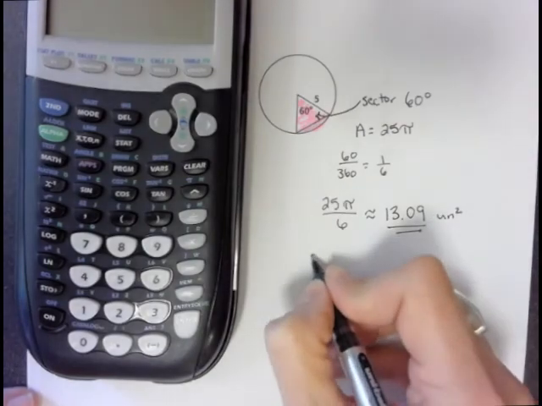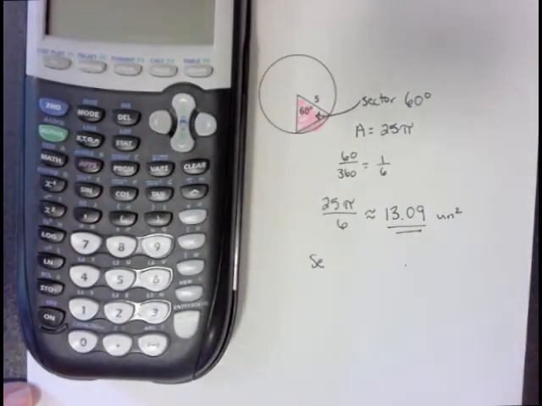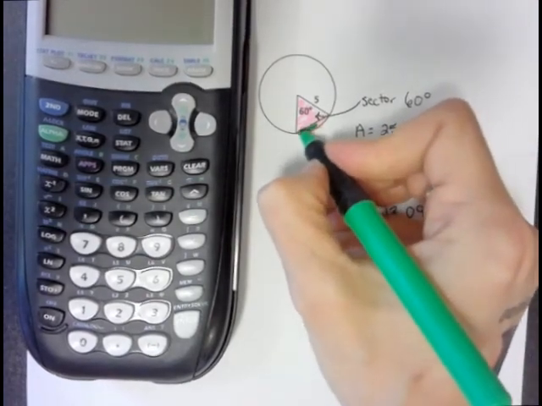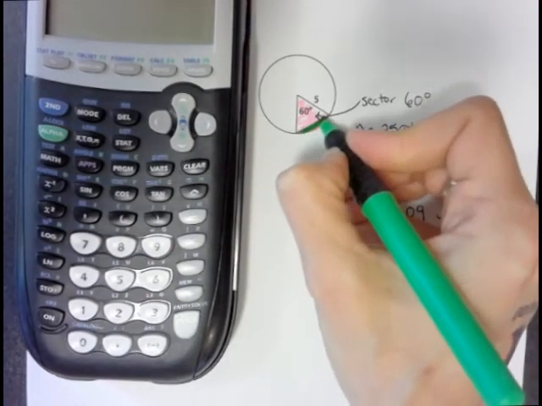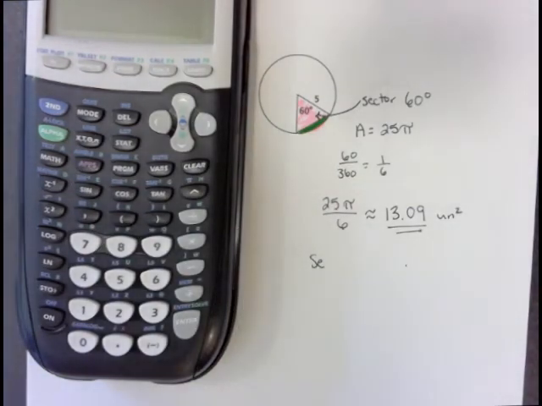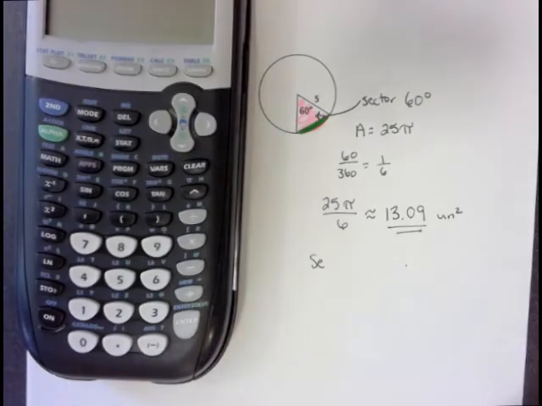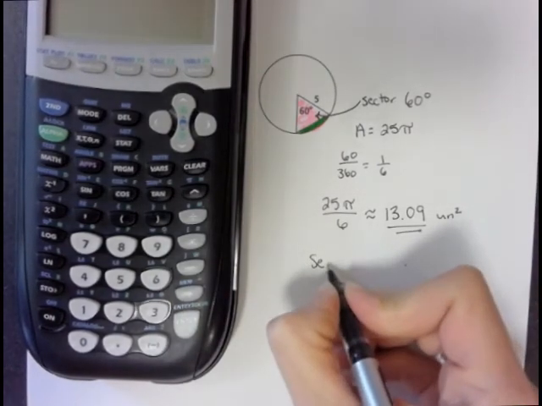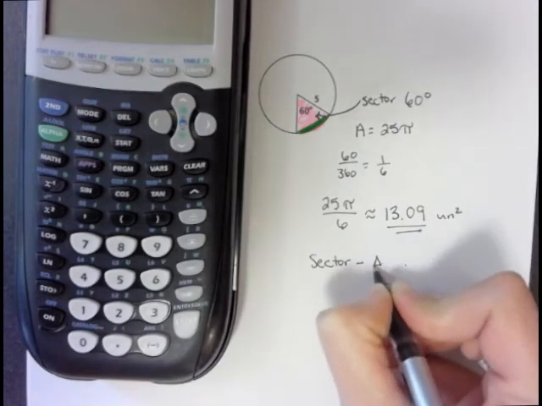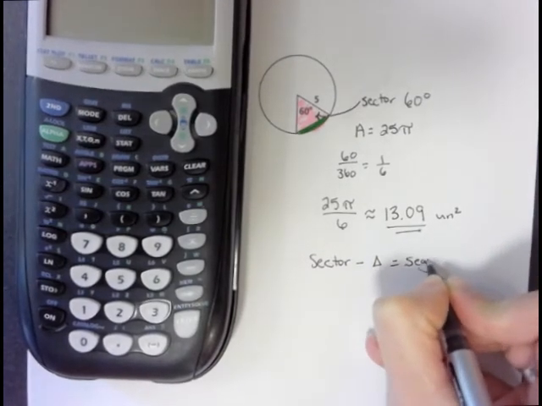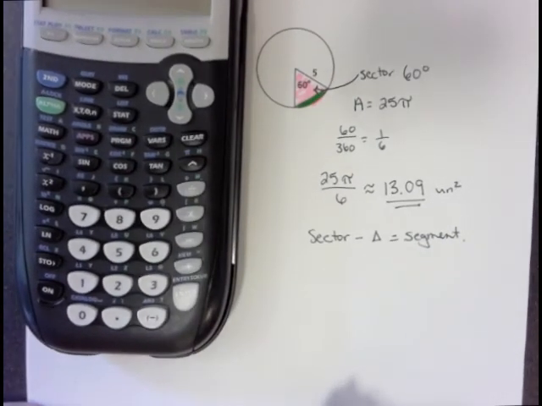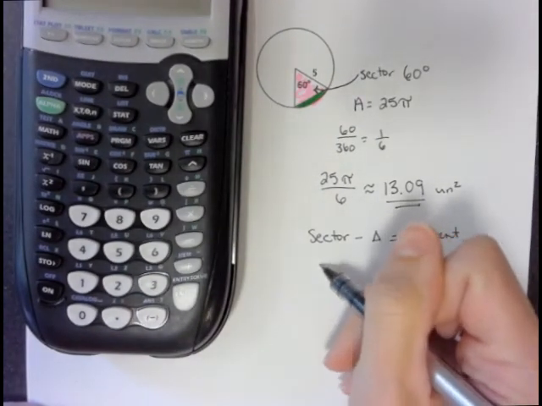But what we want, and I'm going to highlight this in green, is only the segment. What is this tiny little bit there? That tiny little bit is what we have to find. So let's remember that the sector minus the triangle equals the segment. So we have to find the area of the triangle. And again, it's going to take a little bit of work.